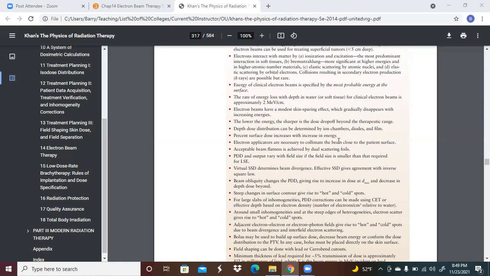Electron applicators are necessary to collimate the beam close to the patient's surface, and we'll get into that. Acceptable beam flatness is achieved by dual scattering foils. PDD, percent depth dose, and output vary with field size, if the field size is smaller than that required for lateral scatter equilibrium. Virtual SSD determines beam divergence. The effective SSD gives agreement with the inverse square law.